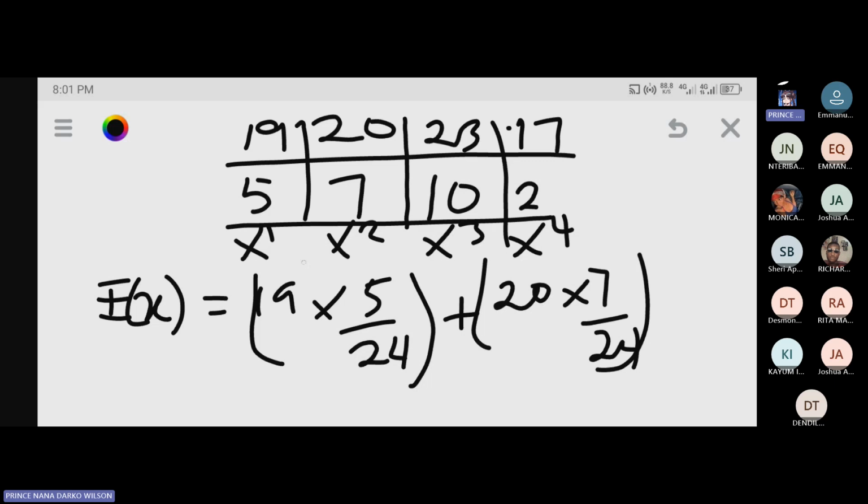So then the expected probability of 23 occurring is going to be 23 times 10 over 24, all the way to the last one, 17 times 2 over 24. So calculating all these things and summing them up is what gives you the expected value.